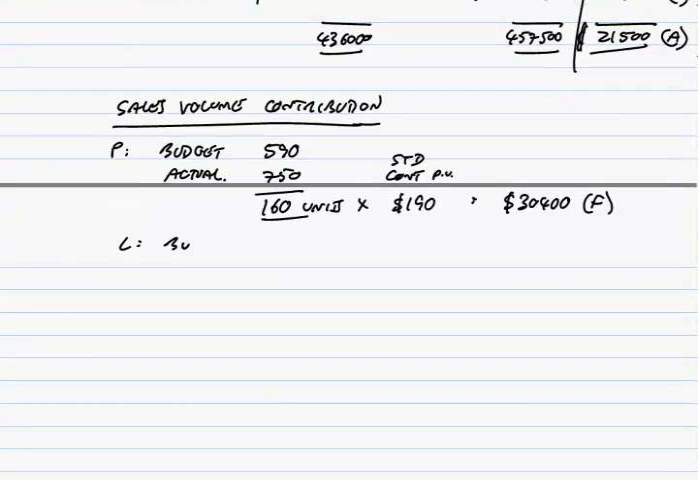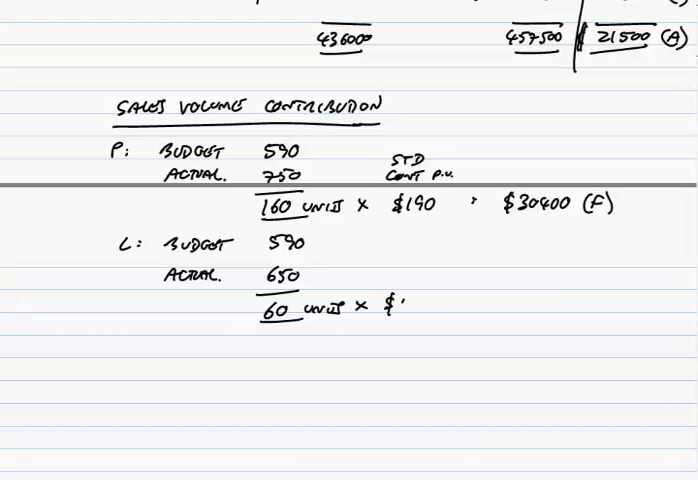Similarly, LCD, the budget sales again were 590. The actual sales were how many? 650. We sold an extra 60 units. And the standard contribution for LCD is 180. That would have gained us 10,800. The total variance, 41,200. Favourable.